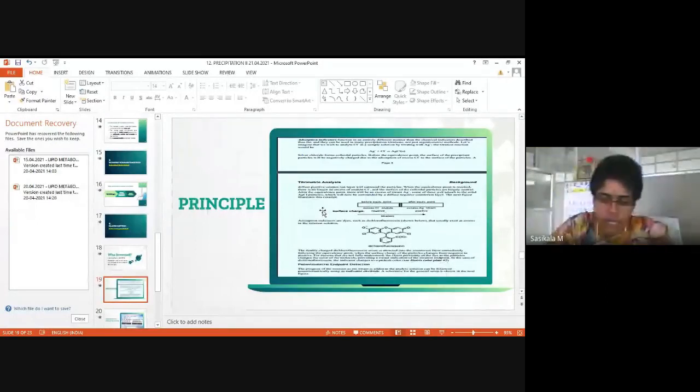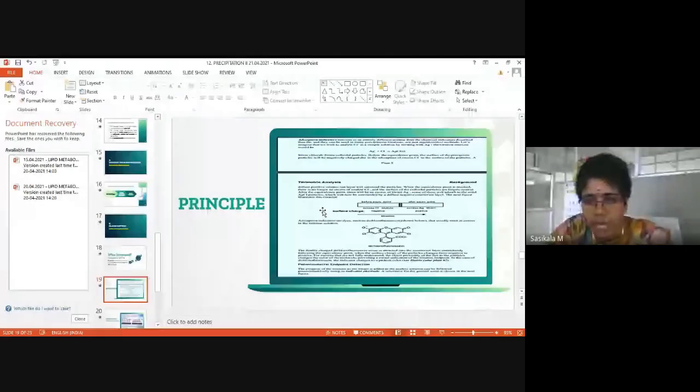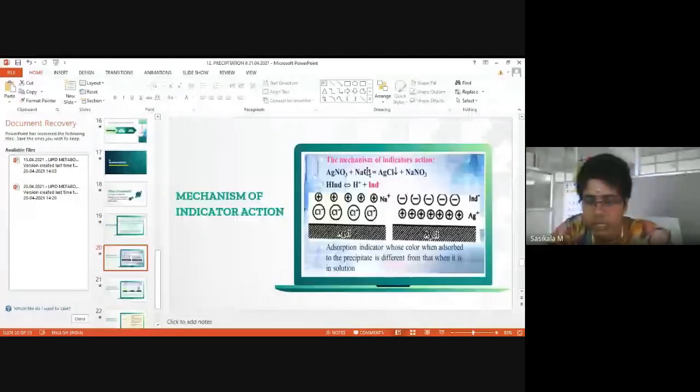Silver nitrate reacts with the common chloride, sodium chloride, to give silver chloride precipitate; this is the first reaction. Before the equivalence point the solution is negatively charged, and after the equivalence point the indicator interacts with positively charged silver ions to form a negatively charged indicator solution. So the color change from positive to negative occurs after the endpoint. After the endpoint, only indicator ions will be there, and indicator ions are negative ions.